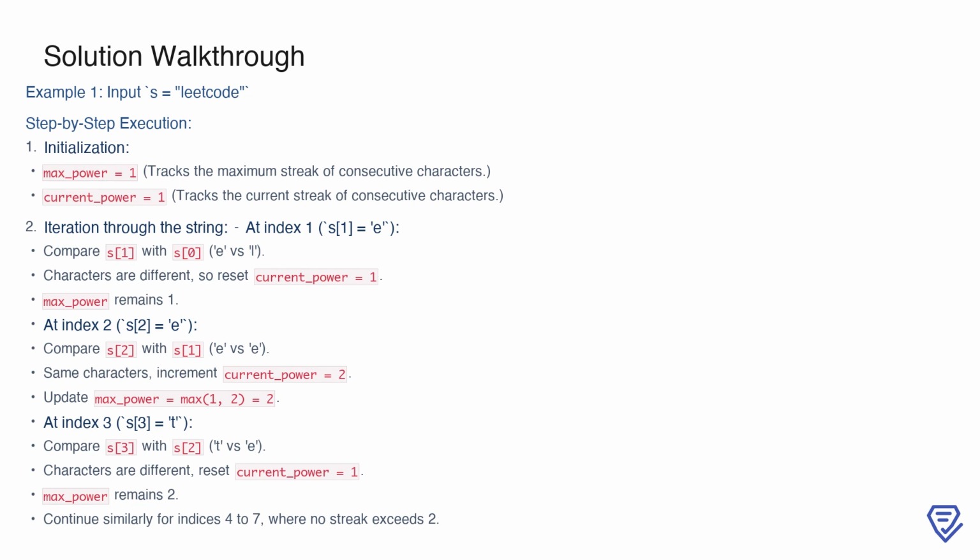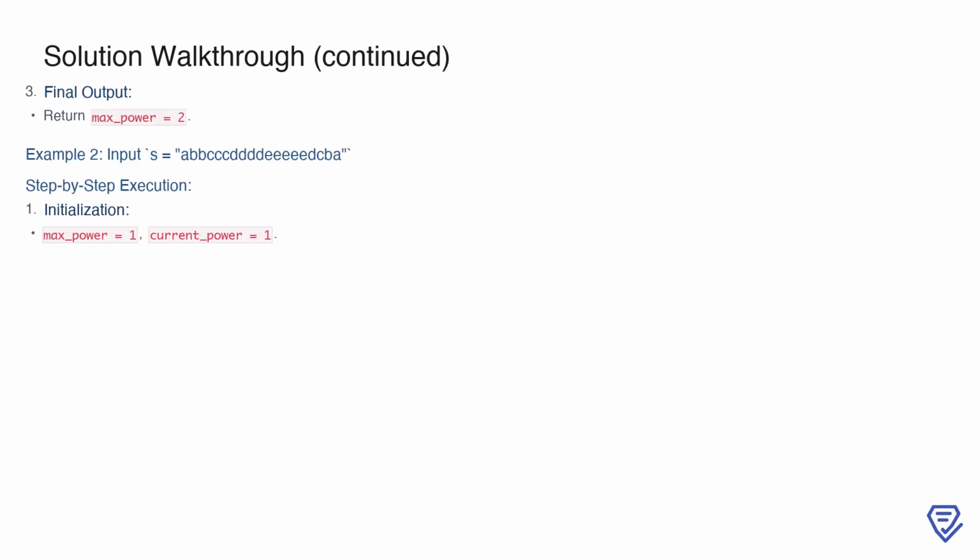At index 3, the character is t, which is different from e, so the streak ends, and current_power is reset to 1. The max_power remains 2. Continuing this process for the rest of the string, we find that no streak exceeds 2. Therefore, the longest streak of consecutive characters in "leetcode" is 2. With the iteration complete, the final value of max_power is returned, which in this case is 2. This represents the longest streak of consecutive characters in the string "leetcode".